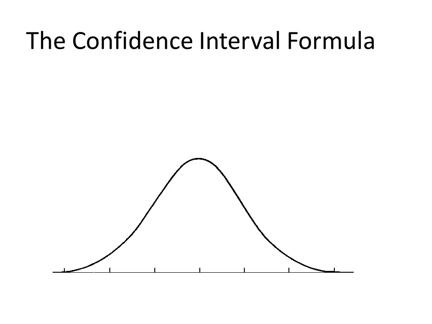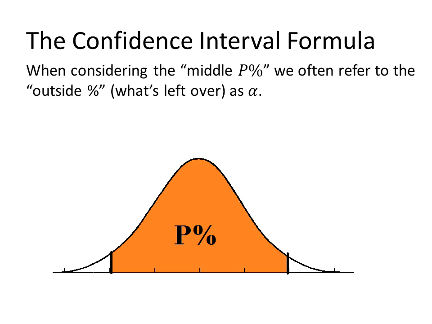So assuming that the sampling distribution is normally distributed, and we're looking for the middle p%, then on the outside, there's going to be a certain amount. When considering the middle p%, we often refer to the outside percentage as alpha. That is, the percentage that we have left over to the left and to the right is what we call alpha. So in our last example, the middle 95%, the alpha was equal to 5% or 0.05. Of course, since we have to take that amount and split it in half, on either side, we will be left with alpha divided by 2.